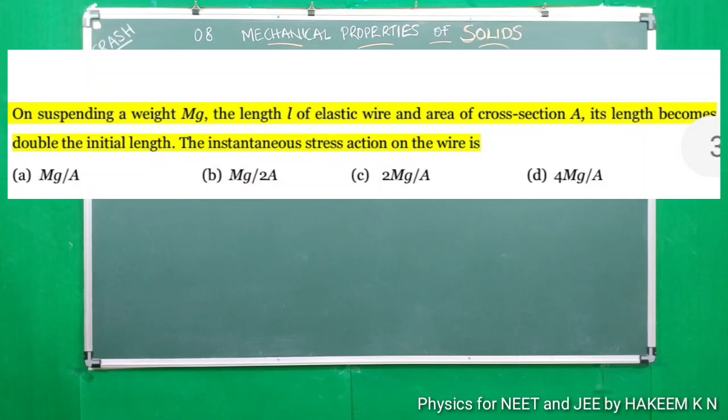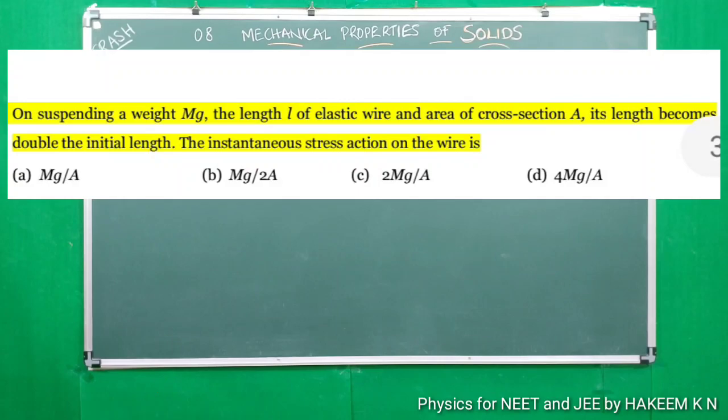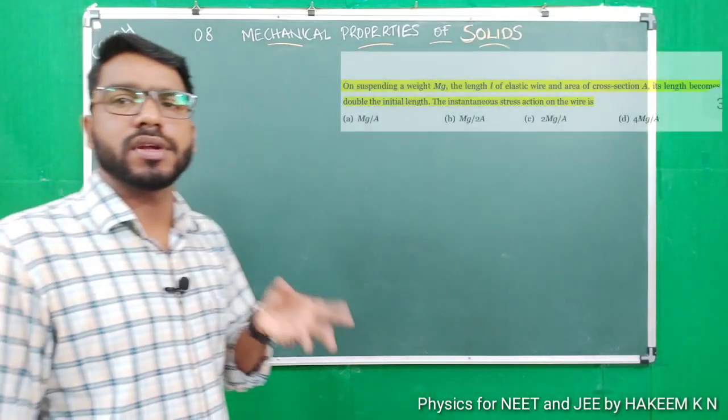Here is a question. On suspending a weight mg, the length L of elastic wire and the area of cross section A, its length becomes double the initial length. The instantaneous stress acting on the wire is: options are mg by A, mg by 2A, 2 mg by A, 4 mg by A. Just pause the video and try to solve it.